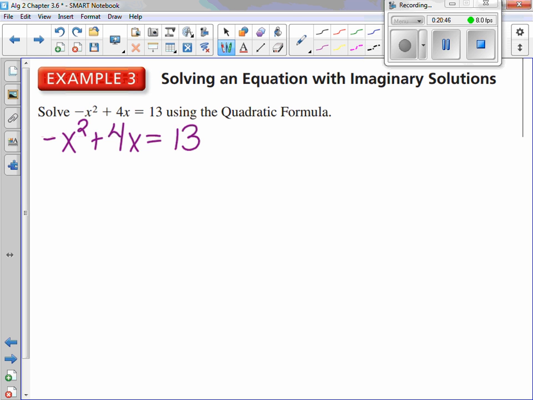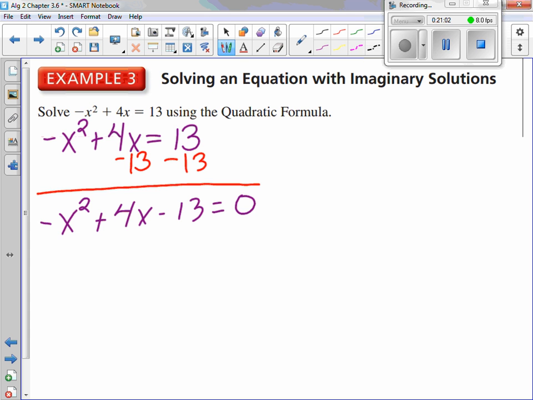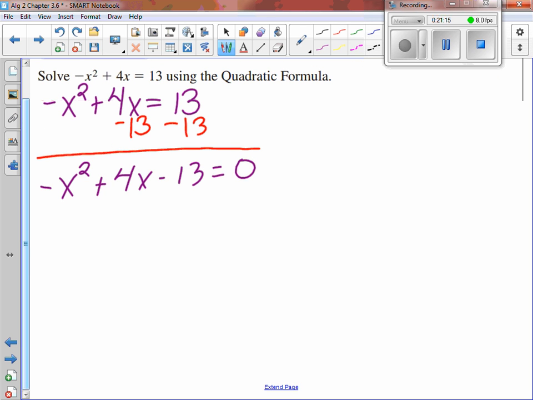So what's the first thing I can do in getting this equal to 0? We can subtract 13 from both sides, which gives us negative x squared plus 4x minus 13 equals 0. Now, when we were factoring, we wanted the value of a to be positive, but with the quadratic formula, it doesn't matter. A can be negative. That's fine. So we got it equal to 0.